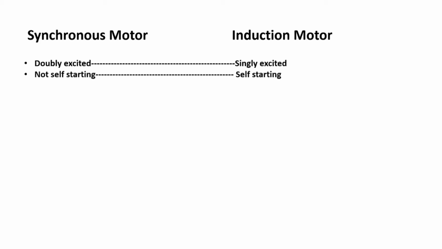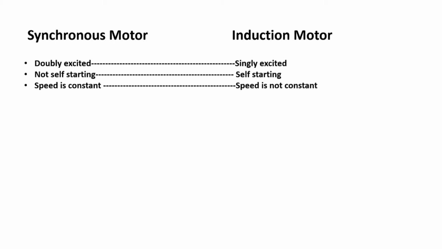So, synchronous motor is a doubly excited motor, whereas induction motor is a singly excited motor. For synchronous motor, we have to give three-phase supply to its stator and DC supply is to be given to the field winding. Whereas in the case of induction motor, we have to give three-phase supply to stator only. Rotor need not be excited. Therefore, induction motor is a singly excited motor. And second point is induction motor is self-starting, whereas synchronous motor is not self-starting.